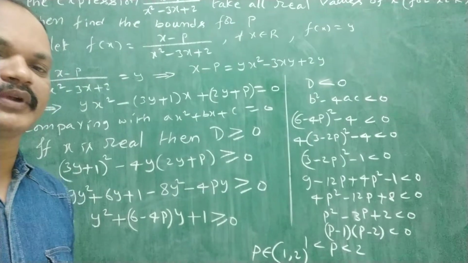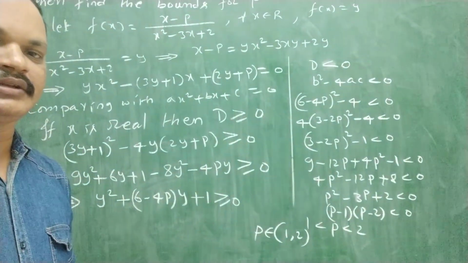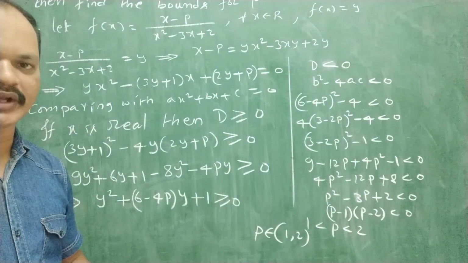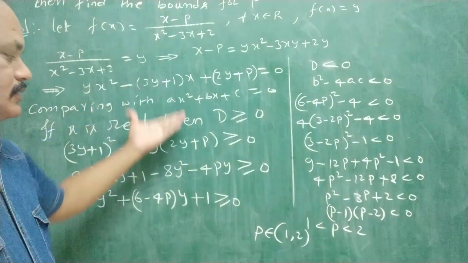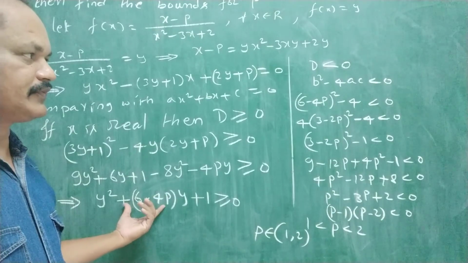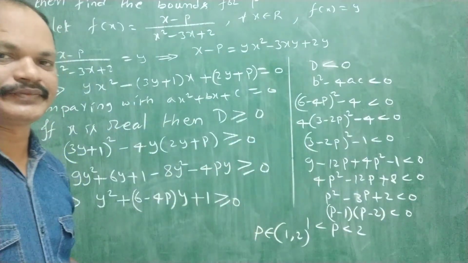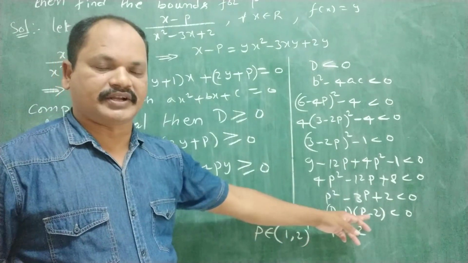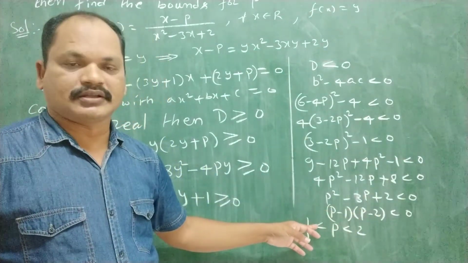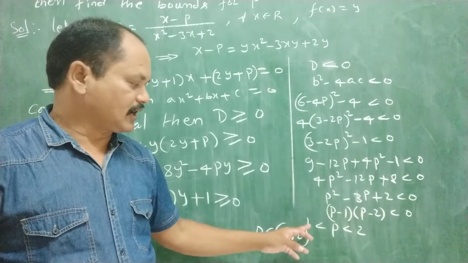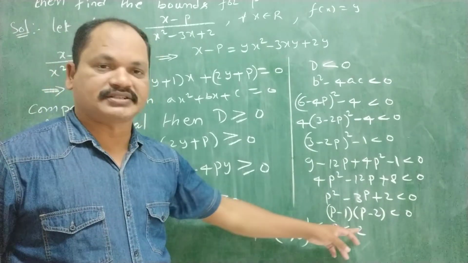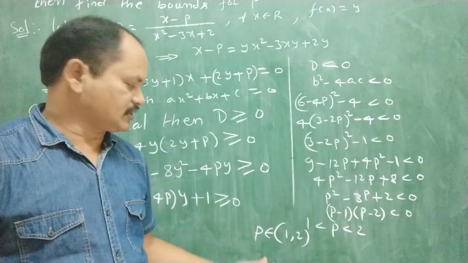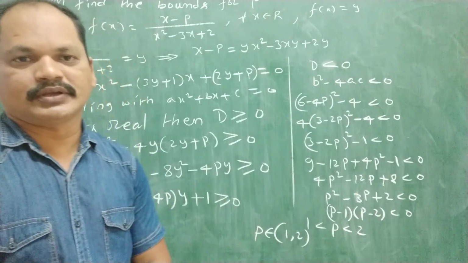Are you clear? Write it fast. That's all. This is a very important model. If the expression is positive, then the discriminant is negative. Then this is compared with (x minus alpha)(x minus beta) less than 0, and the value of x lies within the interval alpha and beta. That's why 1 less than p less than 2, so p belongs to 1 comma 2. These are the bounds of p.